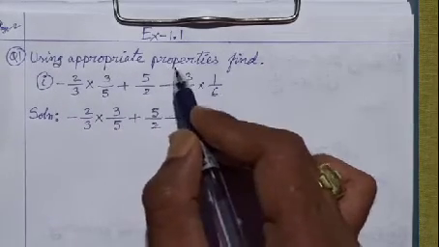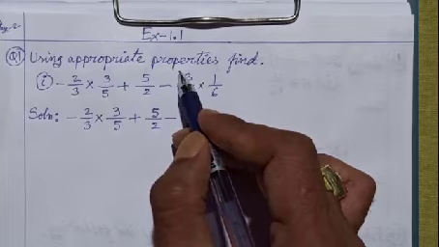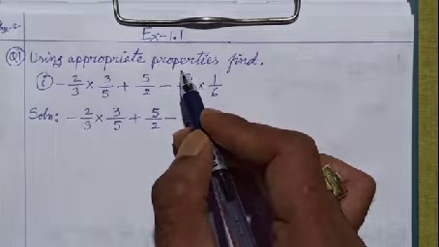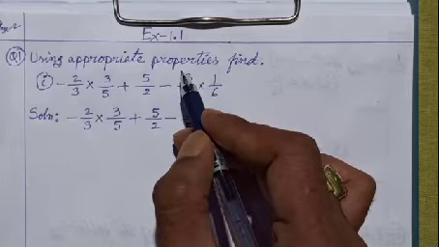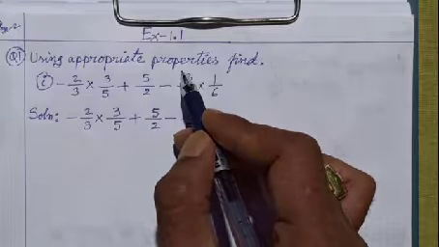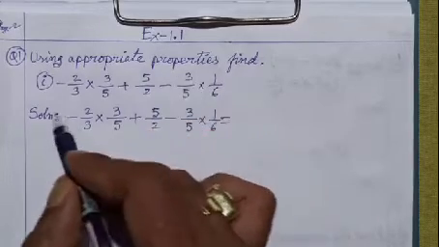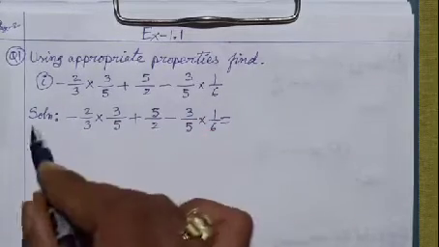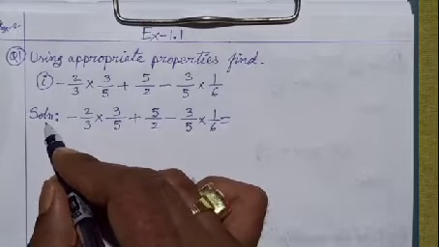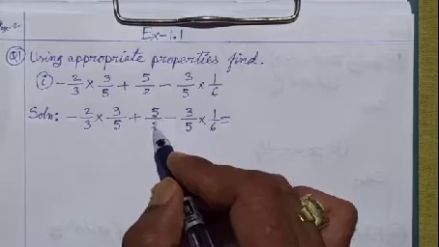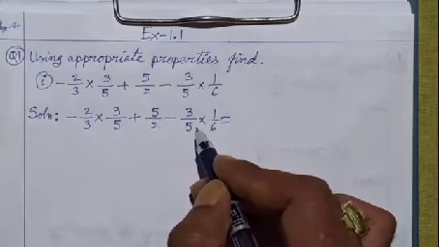Here appropriate property means that when we learn the property of rational numbers, we have learned commutative property, distributive property, associative property, and we have to apply those properties and solve this question. Now let us solve this. Now solution. Minus 2 by 3 into 3 by 5 plus 5 by 2 minus 3 by 5 into 1 by 6.